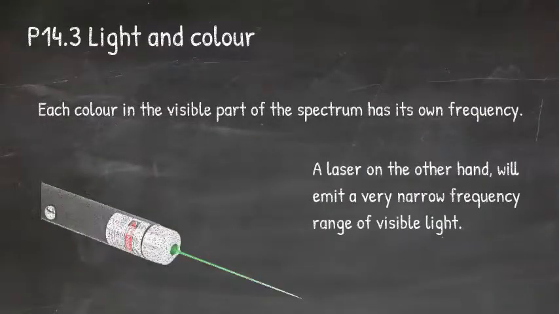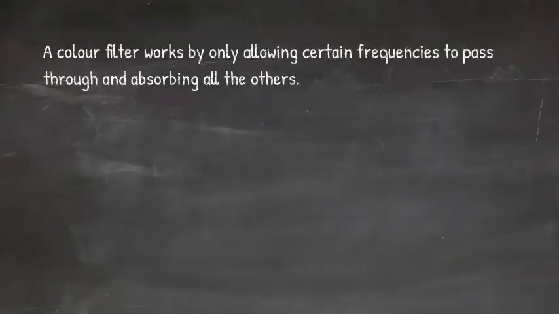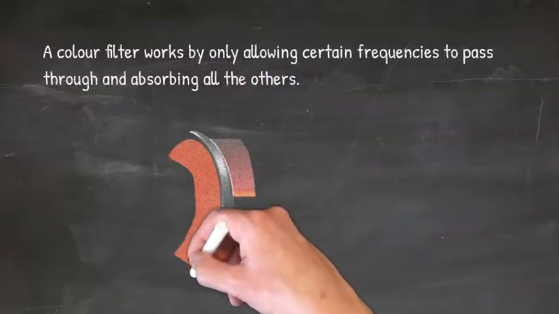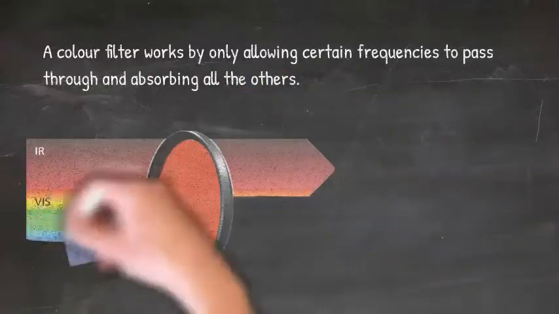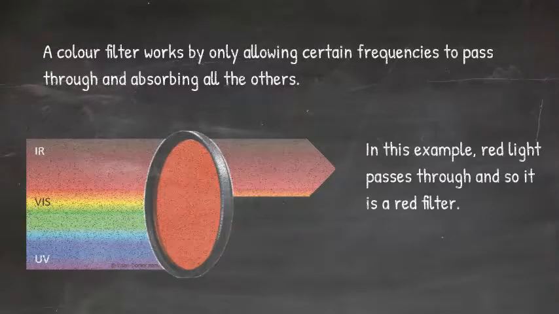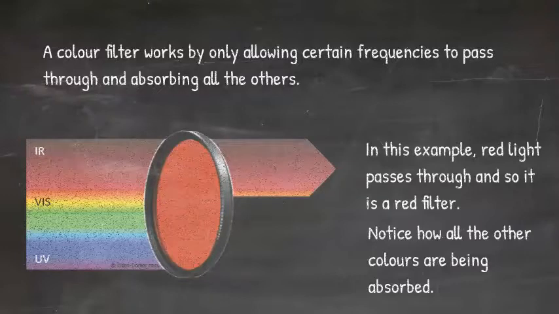A laser, on the other hand, will emit a very narrow frequency range of visible light. A colour filter works by only allowing certain frequencies to pass through and absorbing all the others. In this example, red light passes through and so it is a red filter. Notice how all the other colours are being absorbed.